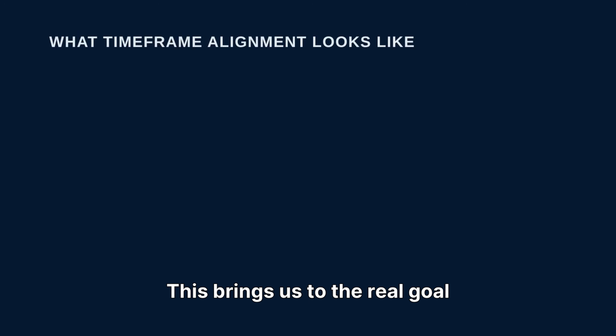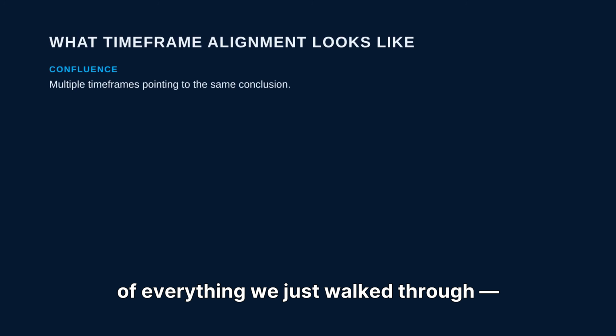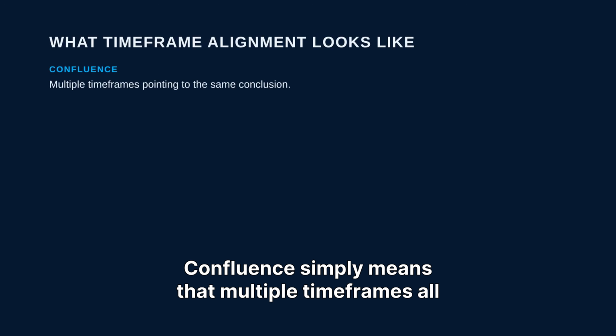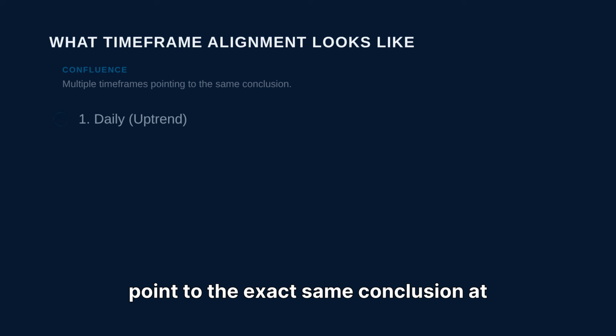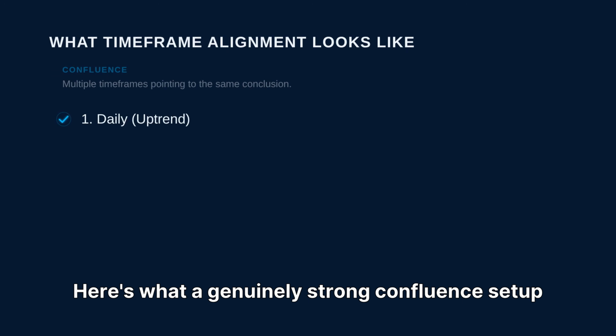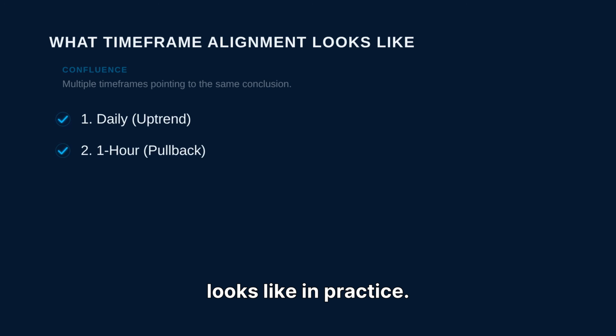This brings us to the real goal of everything we just walked through, something traders call confluence. Confluence simply means that multiple time frames all point to the exact same conclusion at the exact same time. Here's what a genuinely strong confluence setup looks like in practice.